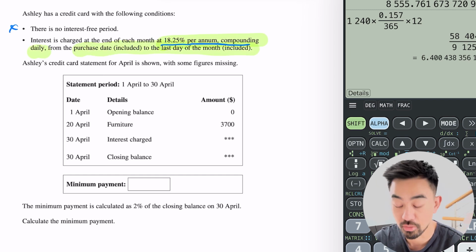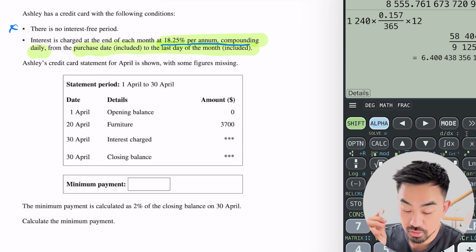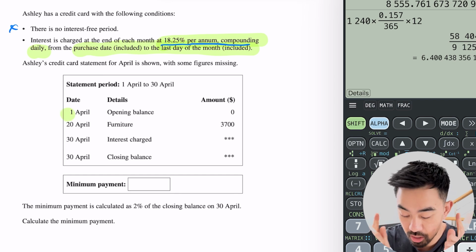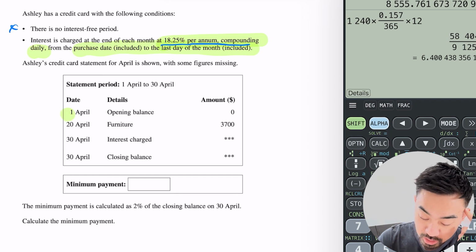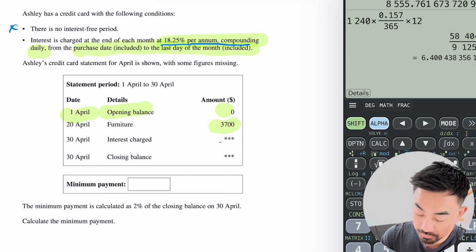So as you can see, right, math teachers are going to love doing day of purchase and day of payment. So just be prepared to add an extra day or be prepared to count the number of days precisely. Ashley's credit card statement is shown in April with some missing figures. So 1st of April, opening balance, nothing. You got the furniture, which is $3,700. Interest, which we don't know here.